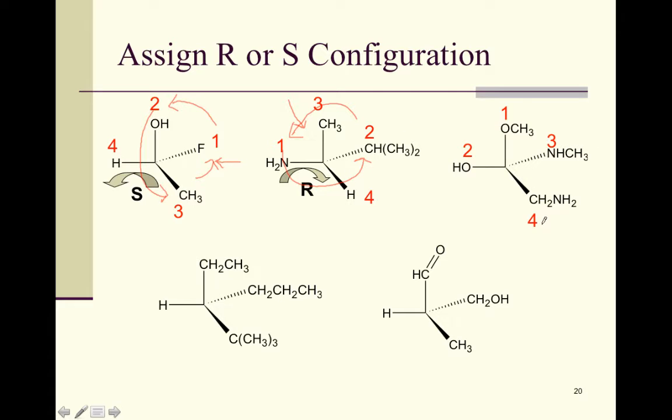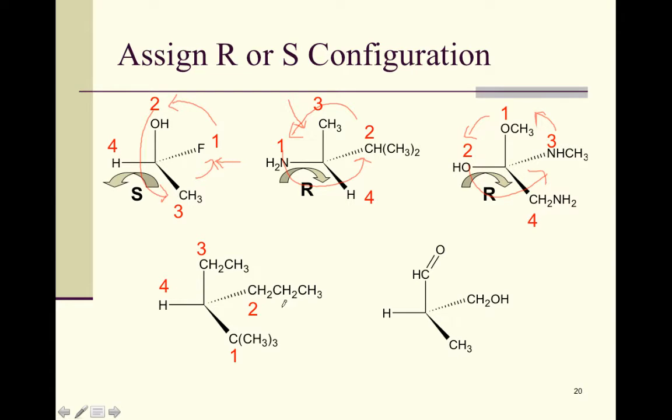Lowest priority facing us. I wanted to give you another chance to practice that when the lowest priority is at you instead of away from you. So the way we're going to handle this is, because the lowest priority is in the wrong direction, facing us instead of away, it's the opposite of what we see. So I see this going in this direction, but because my lowest priority is towards me instead of away, it's not an S, it's actually an R. Remember, you're looking at it from the back side here.